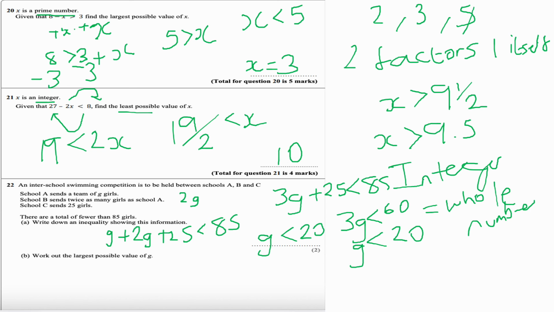Part B, write down the largest possible value for G. Well, G could equal 19, so the largest possible team ever, so G could equal 19 girls. So the number of girls could be 19 for the largest possible value of G. Okay, so it should be 19 for part B.